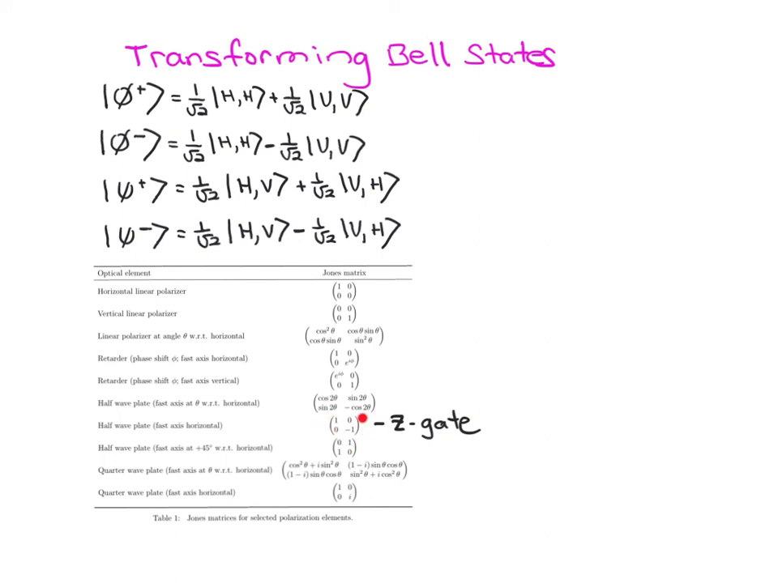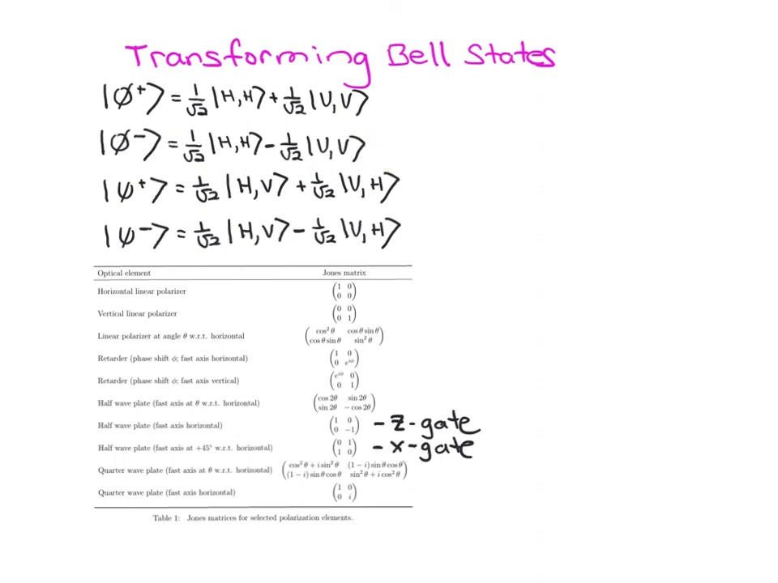And you should convince yourself that if you operate on the phi plus state on one of the photons, if you just put it through a half-wave plate with its fast axis oriented horizontally, the effect of that Z-gate acting on phi plus will be to transform it into phi minus.